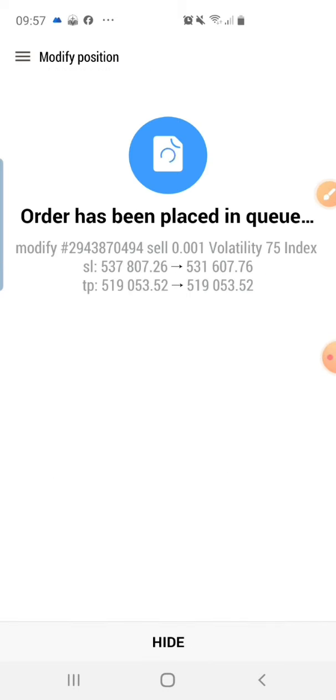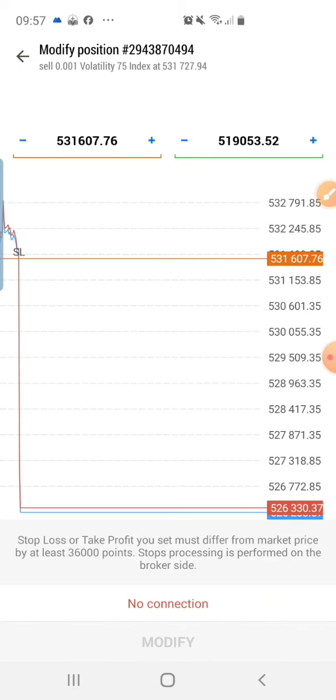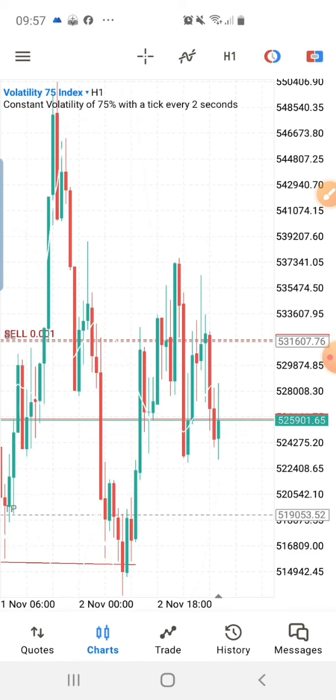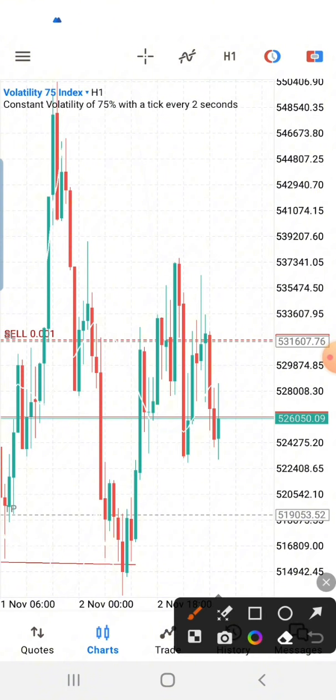Then, sorry, I think that was a network issue. We are targeting, okay, good. We are targeting the second TP, which is this level.